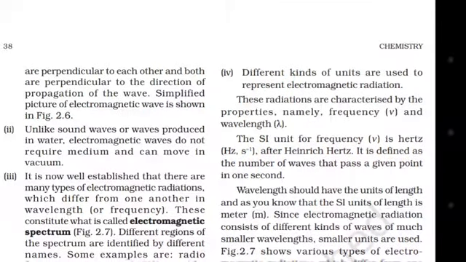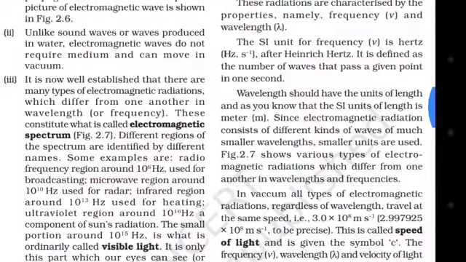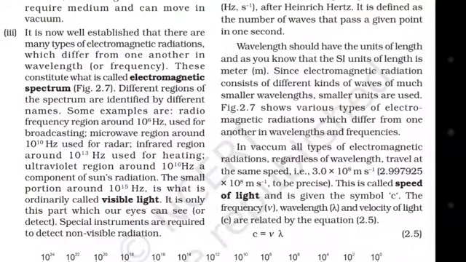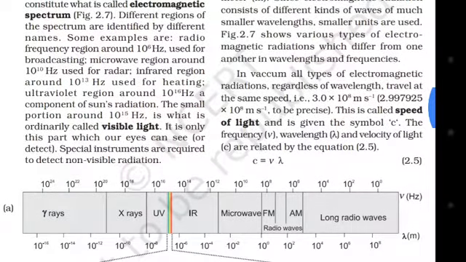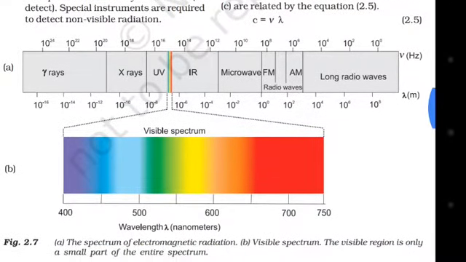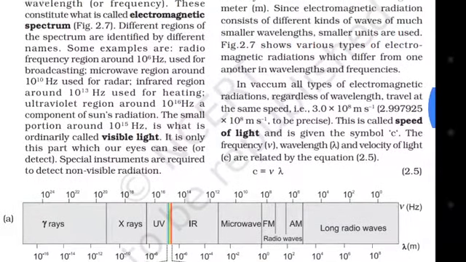Second, unlike sound waves or waves produced in water, electromagnetic waves do not require a medium and can move in vacuum. Third, it is now well established that there are many types of electromagnetic radiations which differ from one another in wavelength or frequency. These constitute what is called the electromagnetic spectrum. Figure 2.7 shows this electromagnetic spectrum. We can see here A, B in figure 2.7. We will come back to this later.